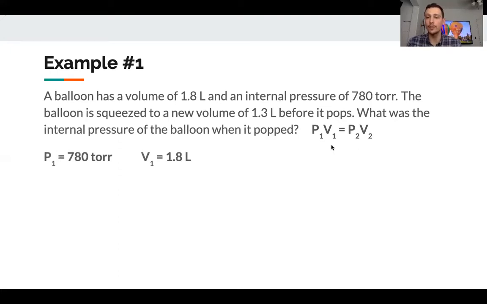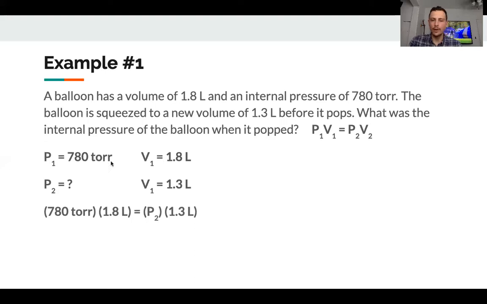Now we have the left-hand side of our equation. On the right-hand side, we would find P2. The rest of the problem says the balloon is squeezed to a new volume of 1.3 liters. So that's going to be our V2, 1.3 liters. And then it asks, what was the internal pressure of the balloon when it popped? So P2 is going to be our variable. That's what we're trying to find out, the new pressure. V2 is 1.3 liters.